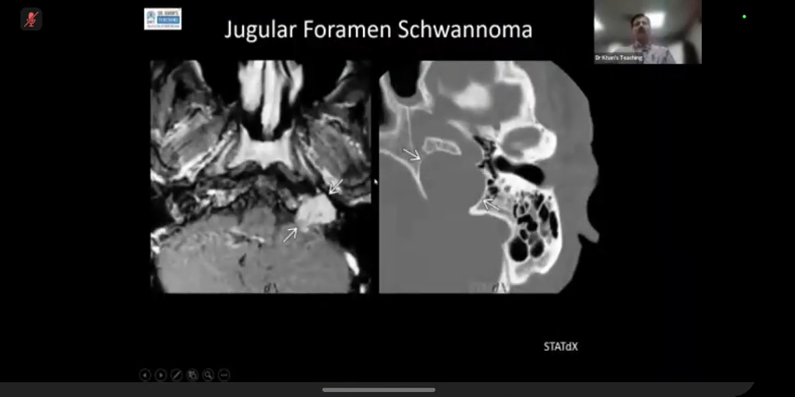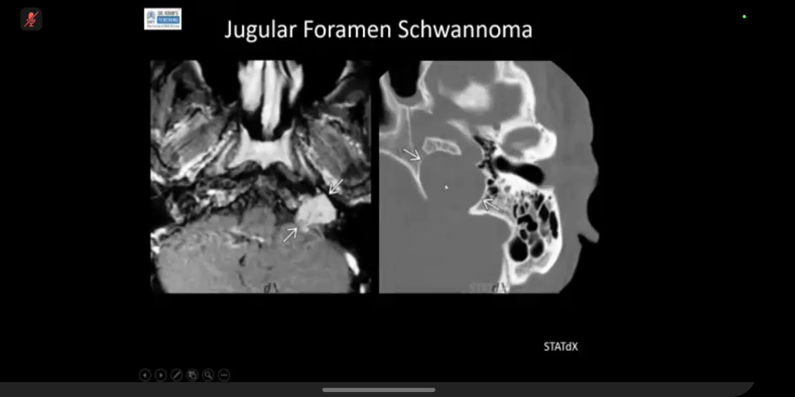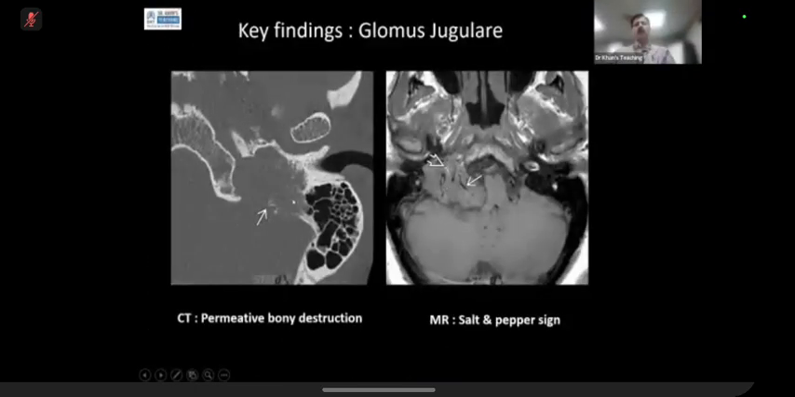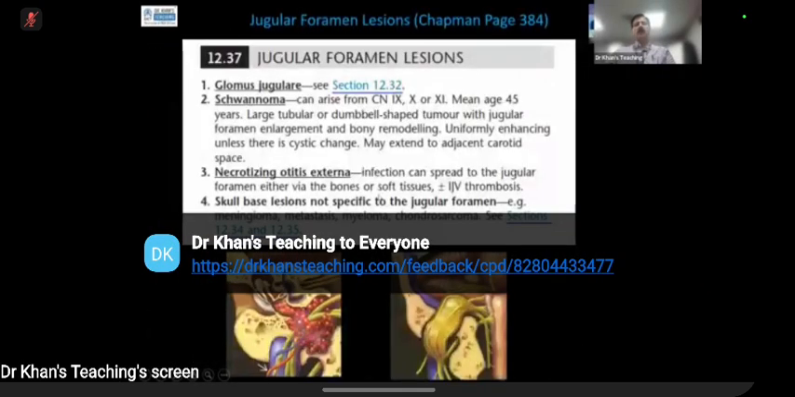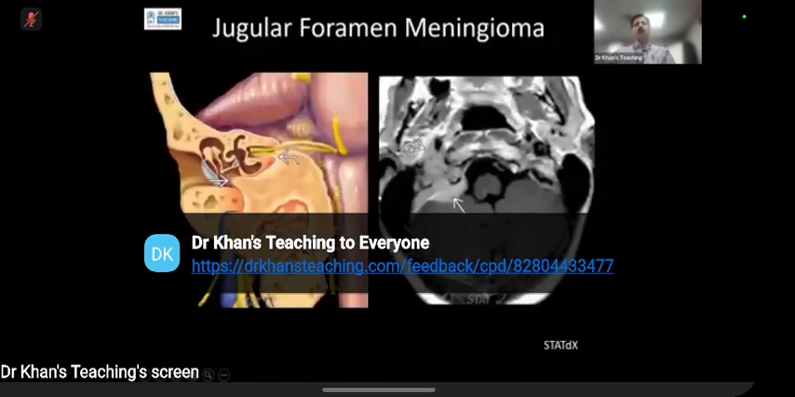And this is an example from STATdx. Look at this, how it has caused expansion. On the other hand, you remember this picture of permeative bony destruction. So this is how you differentiate between the two. And these are the top two differentials for jugular foramen masses.